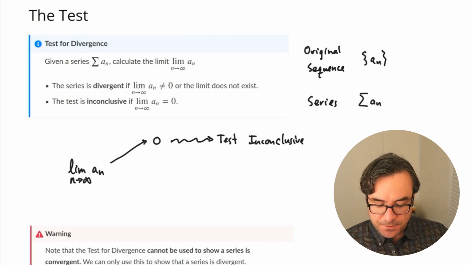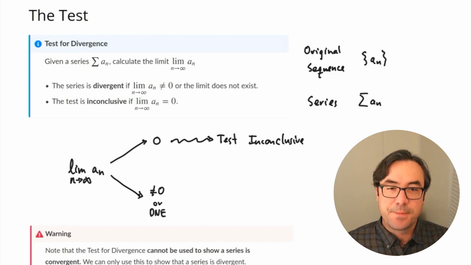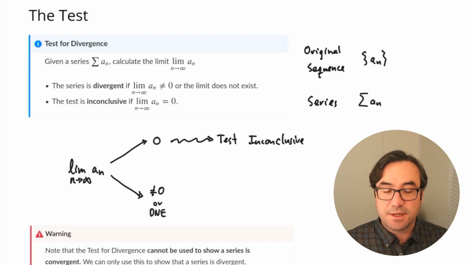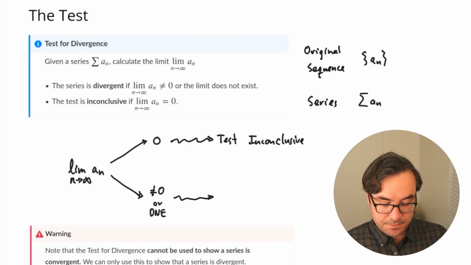All right, so the other option is that we calculate the limit and we get something other than 0, or the limit just doesn't exist. Now this actually does give us some information. This tells us that our series, sigma a_n, diverges.